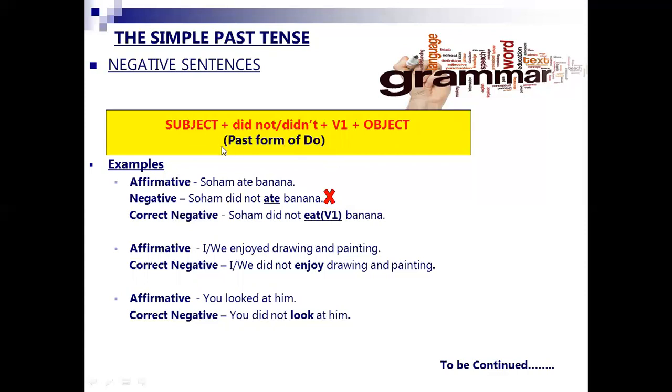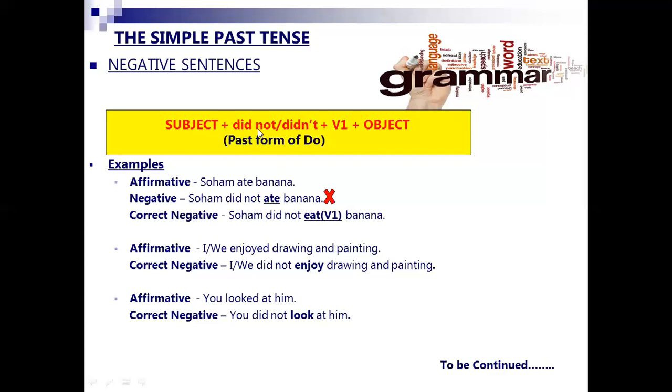The formula is subject plus did not or didn't, where didn't is the short form of did not, plus V1 plus object. Now the question comes: why do we use only did not here? Because did shows past tense and it is the past form of do. So when we add not, we have to use a helping verb, and for that we take the help of do. The past form of do is did. That's why when we add not in the sentence, we write did before it to indicate past tense. Get it? Now the formula becomes subject plus did not plus V1.